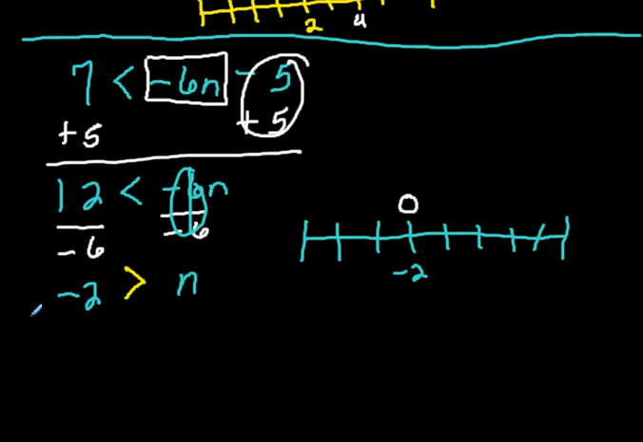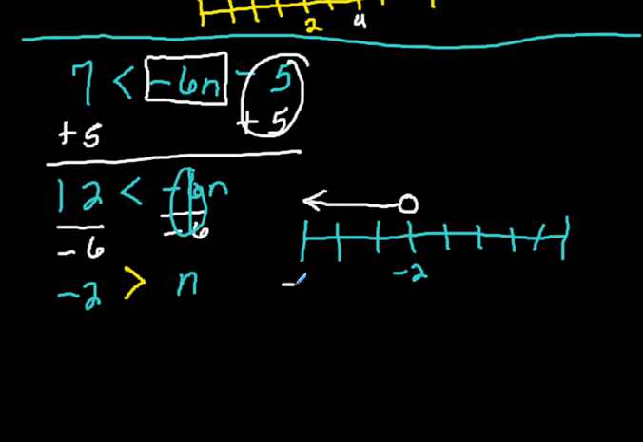Now, the question is, which direction should we go? Negative 2 is greater than n, meaning it's the largest number that n will ever be, or could be. So, negative 2 is the largest number. On this side, we have negative 1, 0, 1, 2, and 3. These are all larger numbers than negative 2, so the line has to go that way.